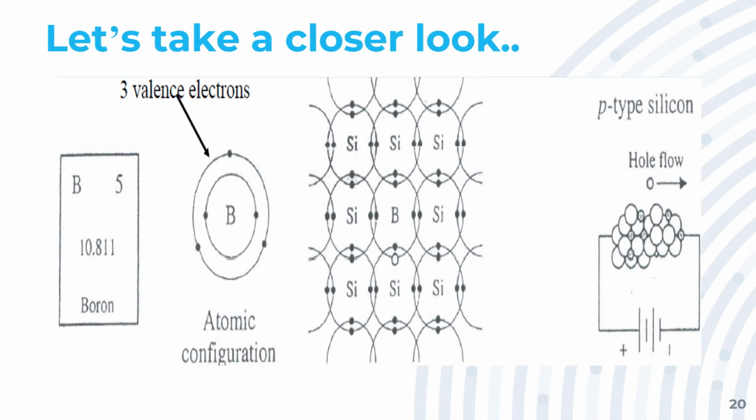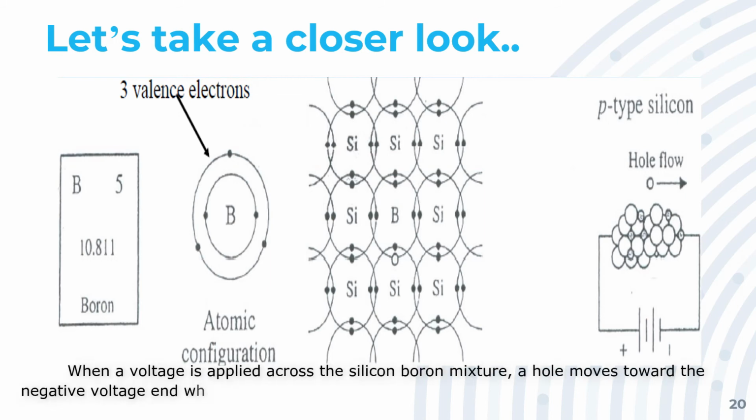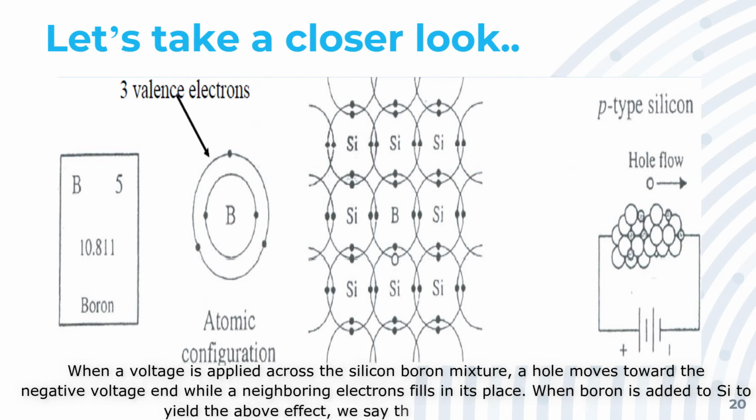Dahil ngayong boron ay mayroong 3 valence electrons lamang at ang silicon ay may 4 na valence electrons, 3 lamang ang pwedeng magkaroon ng bonding. Plus, yung silicon ay nagkakaroon ng isang free electron. Kaya yung boron ay nagkakaroon ng hole upang ma-accommodate yung isang free electron ng silicon. When a voltage is applied across the silicon-boron mixture, a hole moves toward the negative voltage end, while a neighboring electron fills in its place.